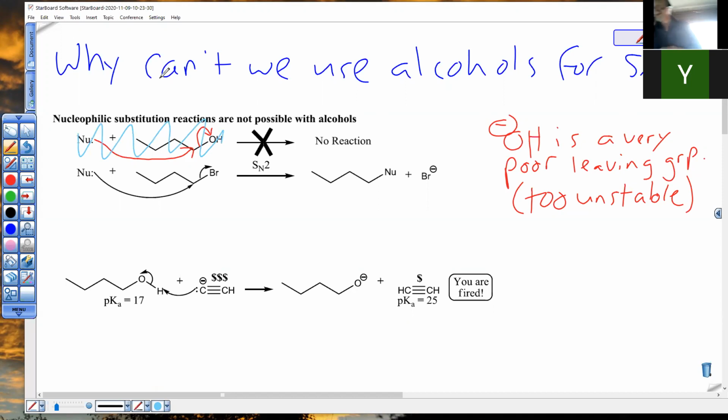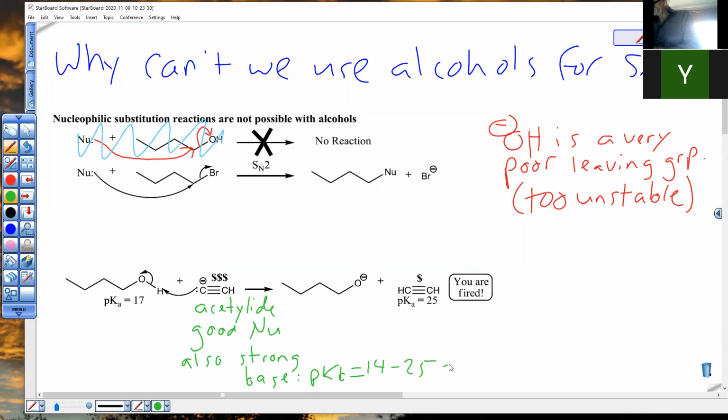Now, if your nucleophile was an acetylide, like we have been using, that's the only carbon nucleophile we know of so far. It's not only a good nucleophile, it's also a strong base. You want to know how I know it's strong? pKb 14 minus 25. Negative number for pKb means strong base.